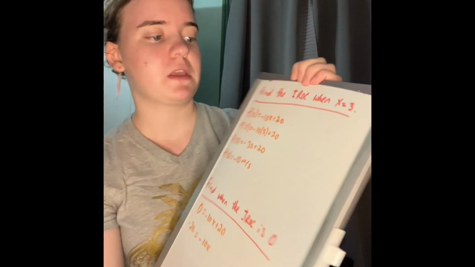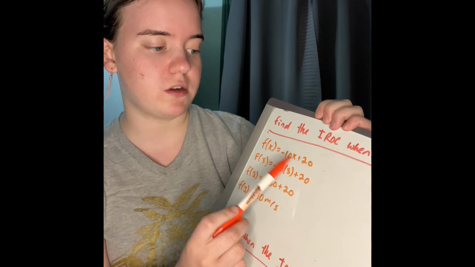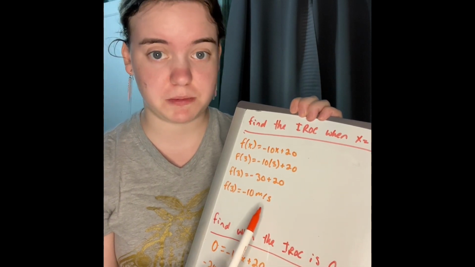And then there are some follow-up questions which we can use that derivative for. So find the IROC when x equals 3. All we do is plug 3 into our new derivative equation and we get negative 10 meters per second.